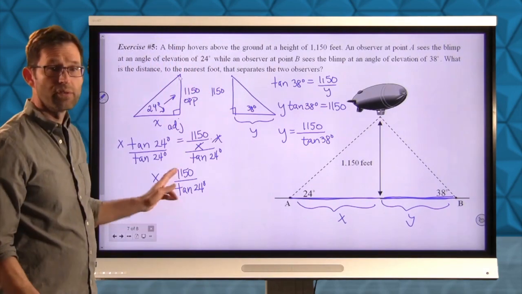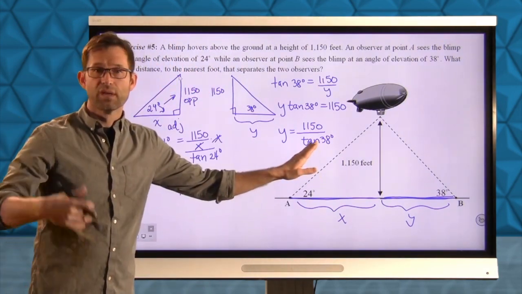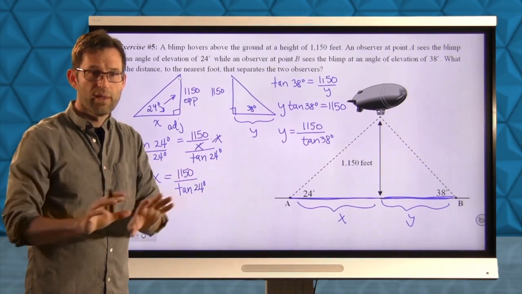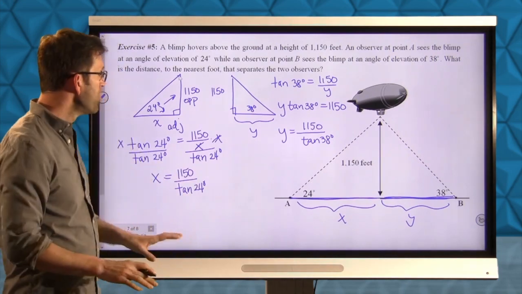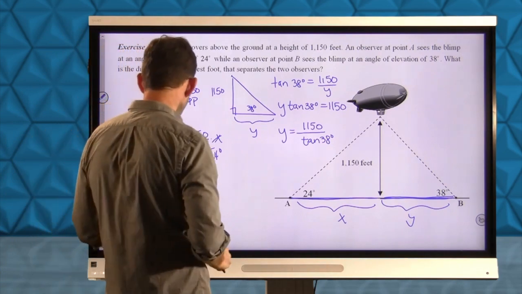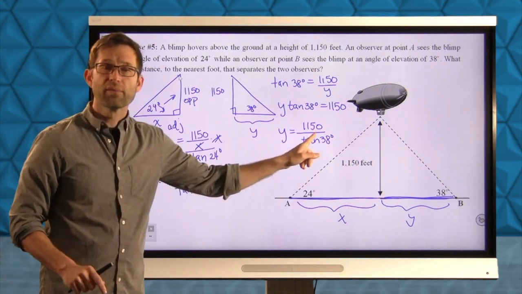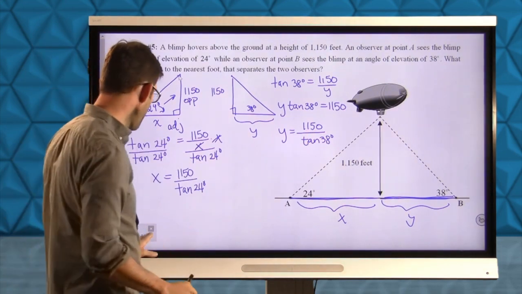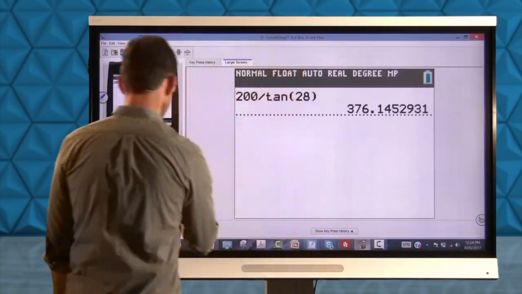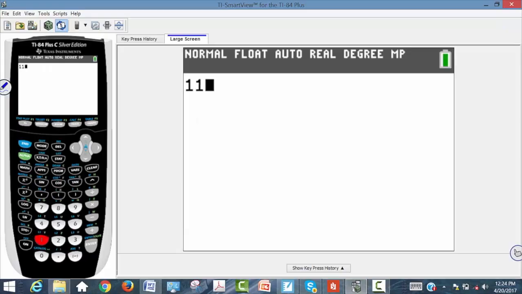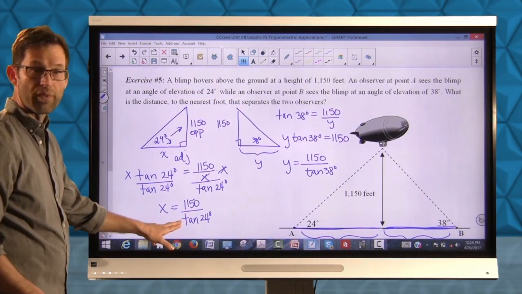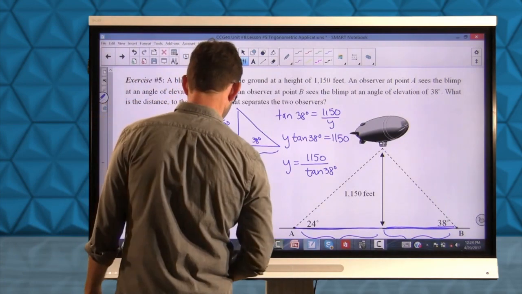Now, we could take our calculators and put this in, get a messy decimal, put this in, get a messy decimal, write them down, then put them both into our calculator. But we can do it all at once. Remember, one of them is 1,150 divided by the tan of 24. One of them is 1,150 divided by tan 38. So, here we go. 1,150 divided by the tangent of 24. That's this one. 1,150 divided by tan of 24.